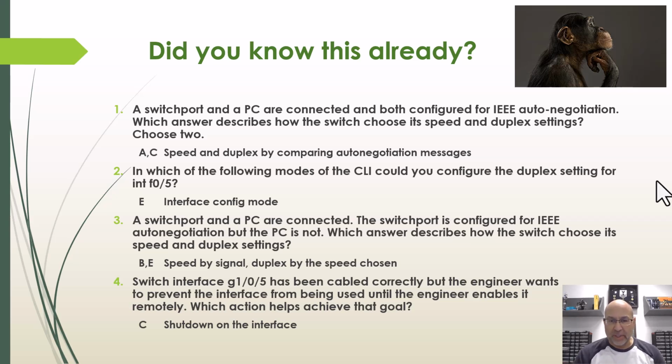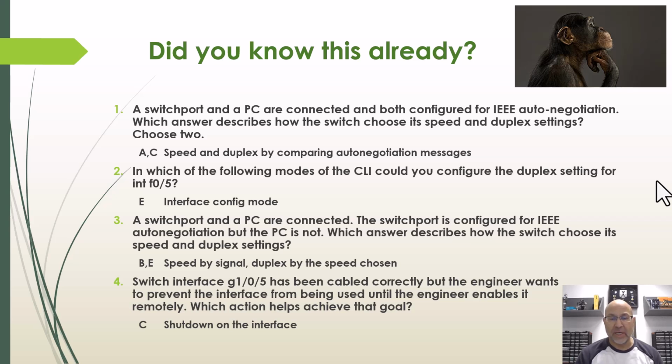A switch and a PC are connected. The switch port is configured for IEEE auto negotiation, but the PC is not. Which answer best describes how the switch chooses its speed and duplex settings? Well, you have to know a little bit about how this is done. The speed will be determined by the signal. So one side that wants to auto negotiate has to look at the speed at which things are coming and go, yeah, I think that's 100 megabits per second. And whatever speed is chosen, that'll determine the duplex nature of the port.